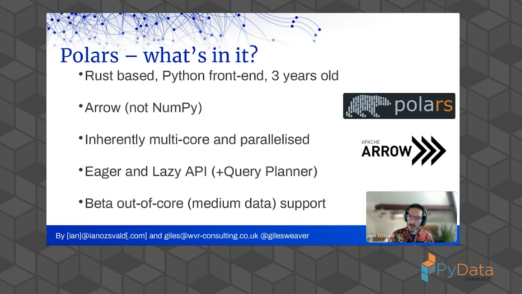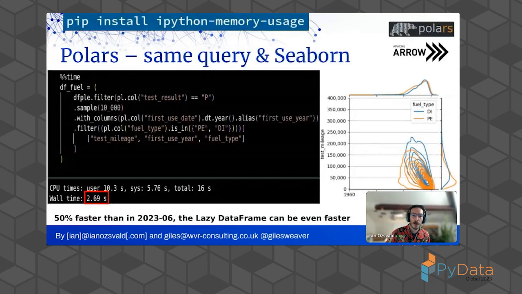It only understands Arrow. It has no understanding of NumPy. It can import from NumPy and export to NumPy, but internally it knows nothing about NumPy. It's only Arrow-based, one-dimensional Arrow vectors. It's inherently multi-core and parallelized, so things can go very fast in it, and that's kind of interesting. But it does have a different API. It also has beta out-of-core support for medium data. That's data that fits on a hard drive but doesn't fit into RAM, and we'll see a note on that in a bit. So let's do that same operation in Polars.